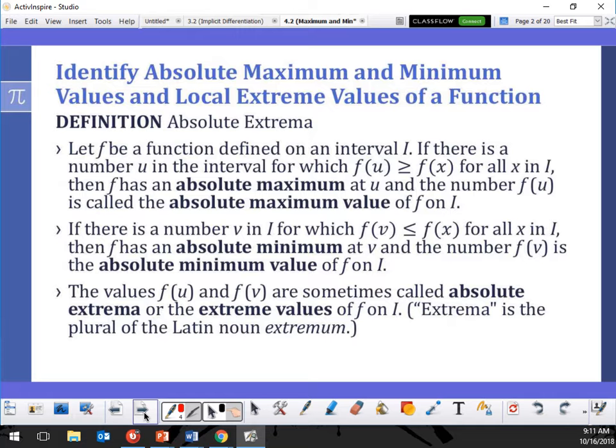If there is a number v in I for which f of v is less than or equal to f of x for all x in that interval, then f has the absolute minimum. Smallest point, right? It's always referring to the y values here. So it's not the x values going in, it's the y values going out. So it's the up and down of my graph. The values f of u and f of v are sometimes called absolute extrema, or the extreme values of f on that interval.